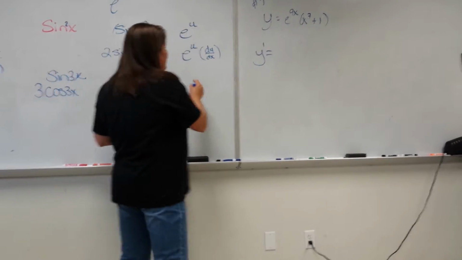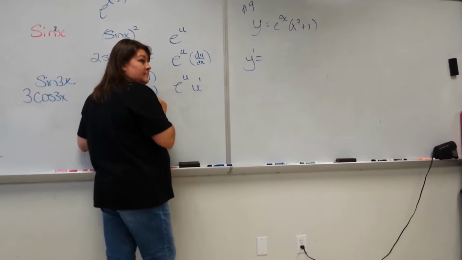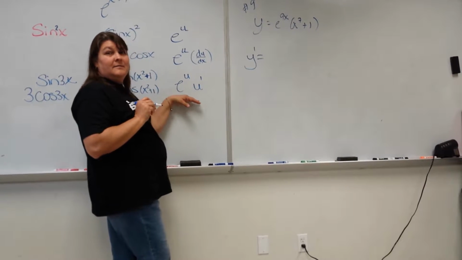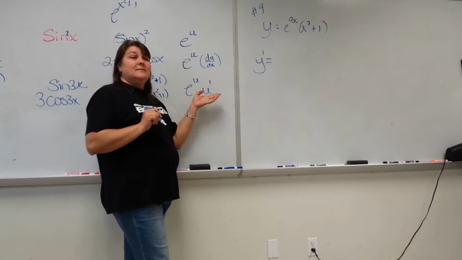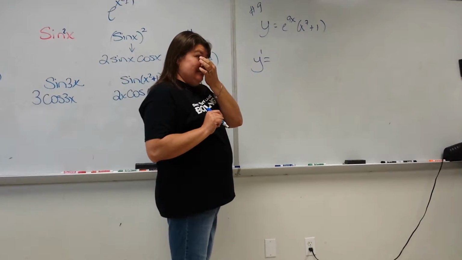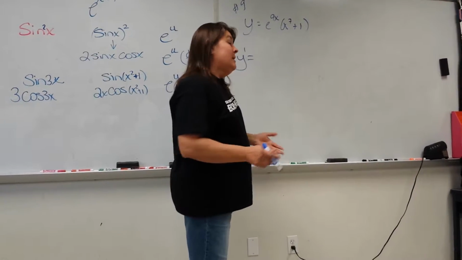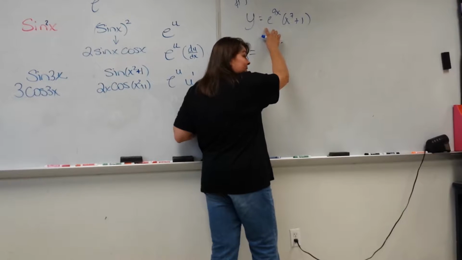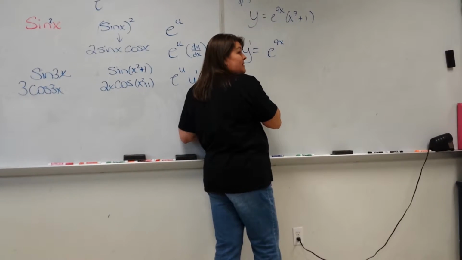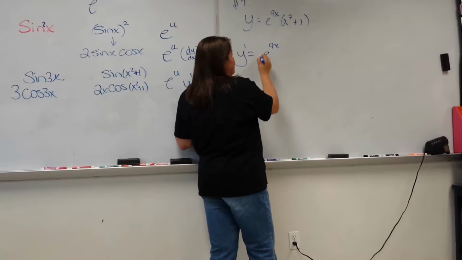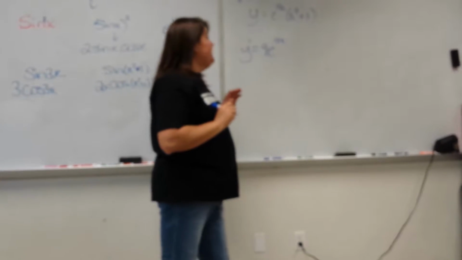Would it be better if I wrote e to the u times u prime? Would that make people feel better? For some people it does. So it's e times the exponent. Leave the exponent as it is, and then take the derivative of the exponent. And what's the derivative of the exponent? 9. I'm just going to stick it out front because it feels better there. There, the derivative of the first is done.